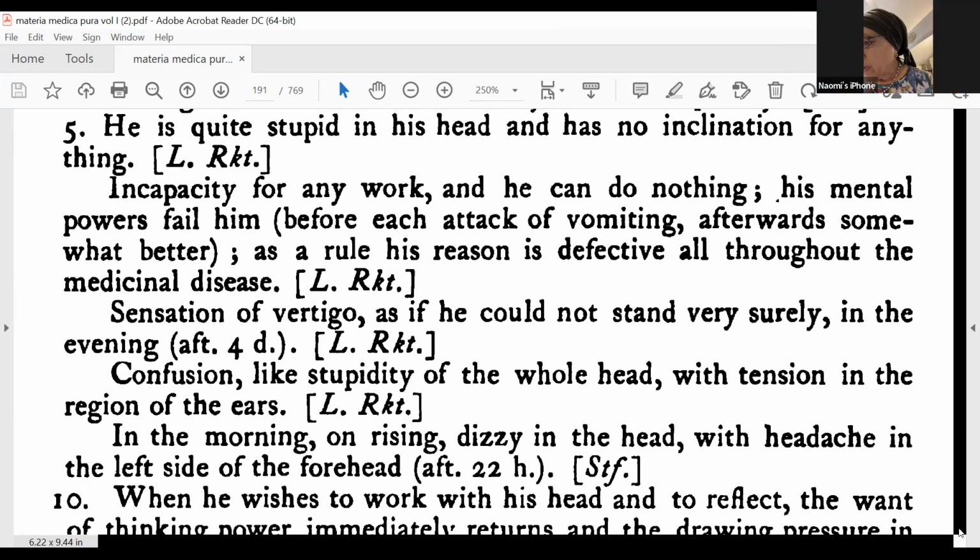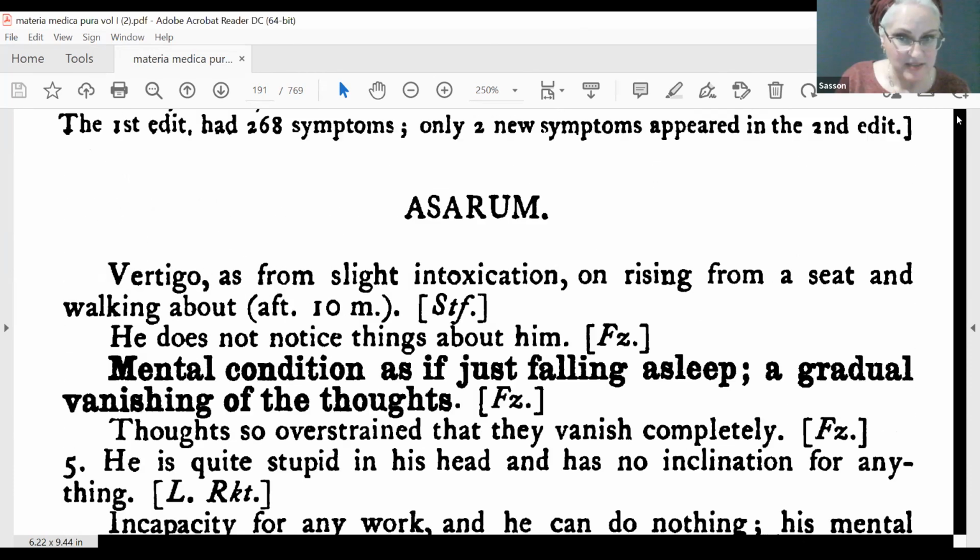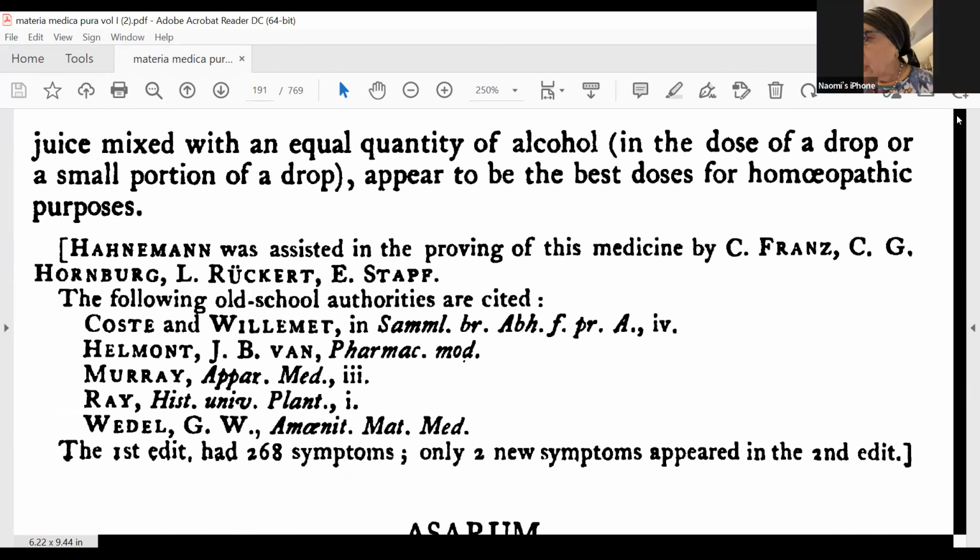Wait, I'm just checking something. Wait a minute. 1, 2, 3, 4, 5, 6. So far, and it looks like you have it too in the text here. These all have brackets at the end. 5, 6, 7, 8. In all these brackets, it's mentioned L.RKT. I'm not quite understanding. LRKT from the journal. Right. Symptom number 5, 6, 7, 8, yeah, is from a journal entry. What's the explanation for that?